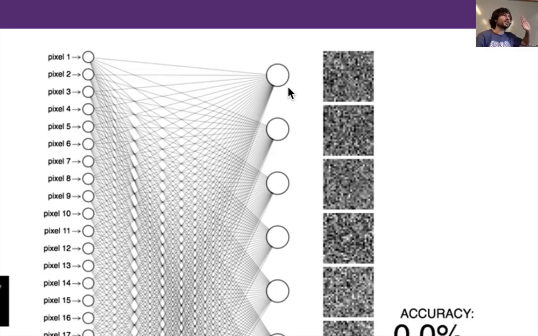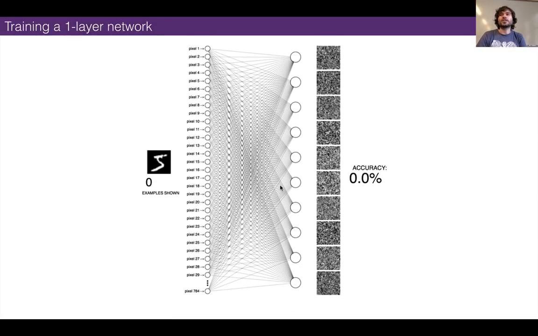Technically, it's normalized from the lowest value to the highest value. So black is the lowest, and basically the brighter, the bigger the value. And I've gridded them into the same shape as the input images, so they're actually 28 by 28 pixels. Initially, all of the weights are random.